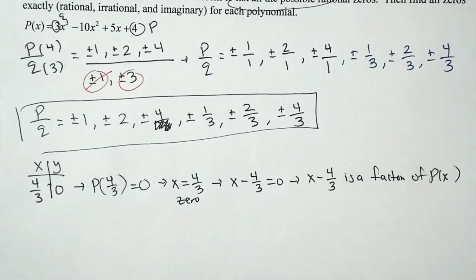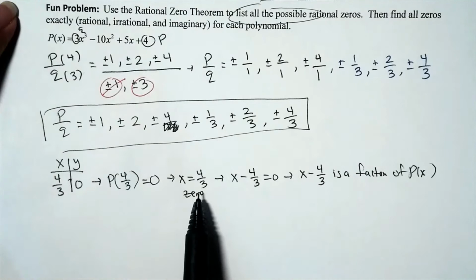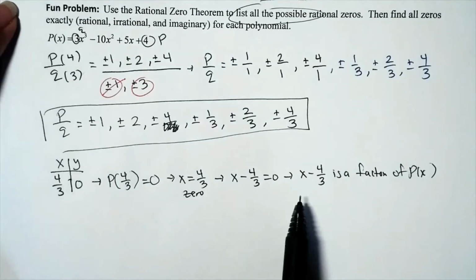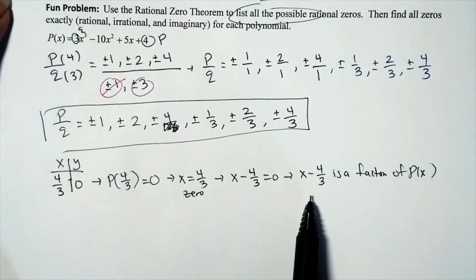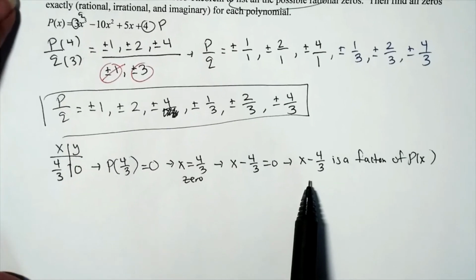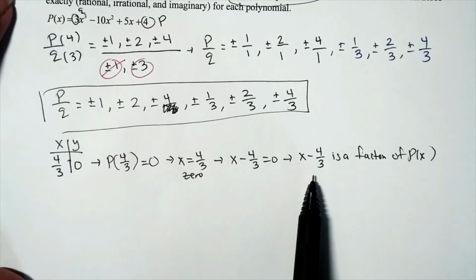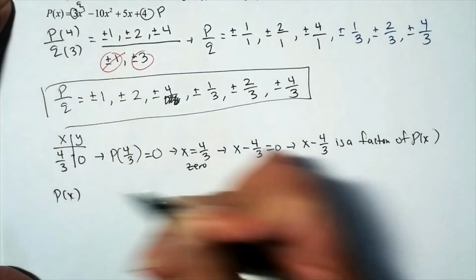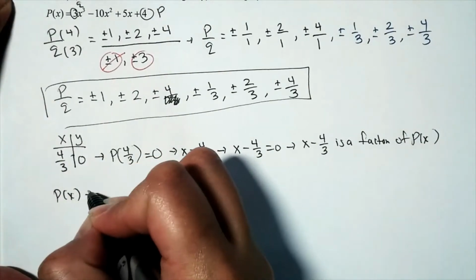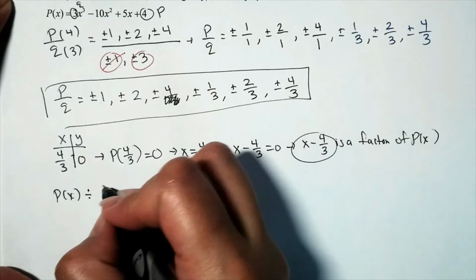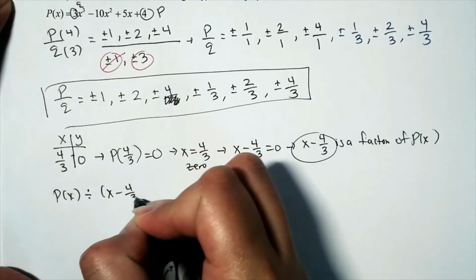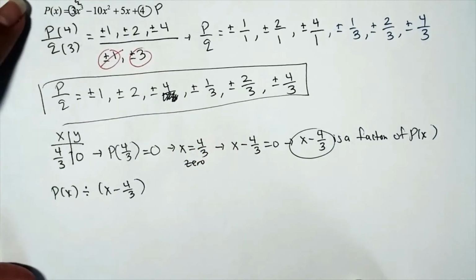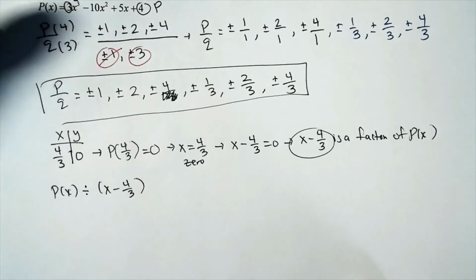So what are we going to do? We know that 4/3 is a 0, okay? So that means that this is a factor. But we want to confirm it again, okay? That's the only way we're going to find the additional zeros. So in this case, we're going to take the polynomial and divide it by x minus 4/3. And we want to confirm again that it indeed is a factor.